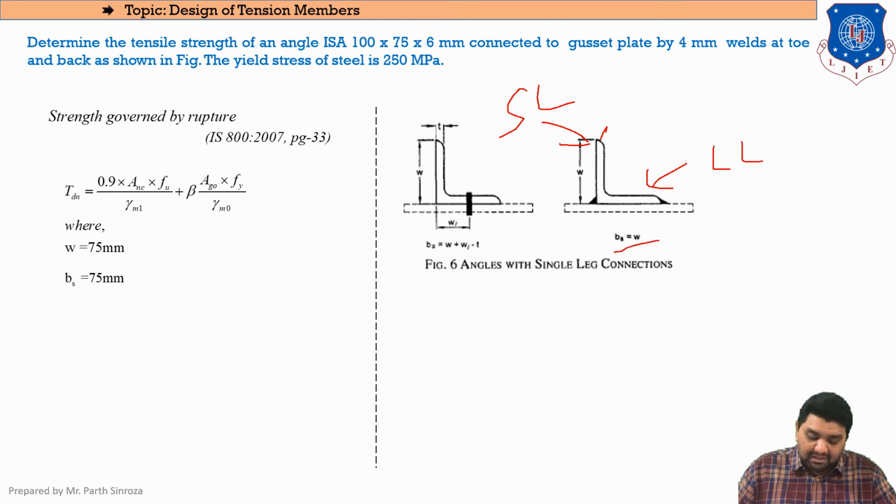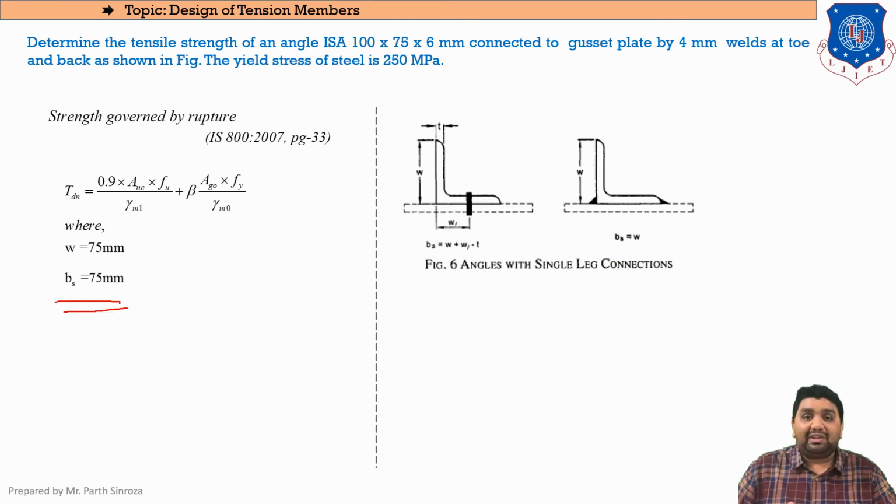And as you can see here, BS will be equal to W. It is mentioned here that whenever we are using a welded section, BS will be equal to W. And W, you can see from the figure itself, is the width of the outstand leg. So for our welded connection, BS will also be equal to 75. That is our width of outstand leg. Clear? And the next thing will be to find LC, that is the length of connection.